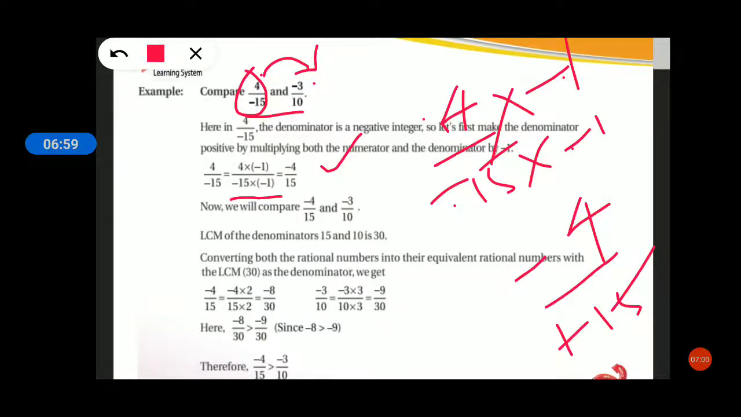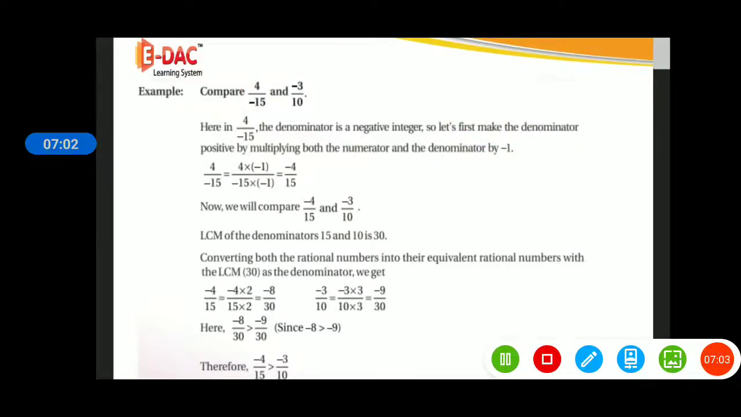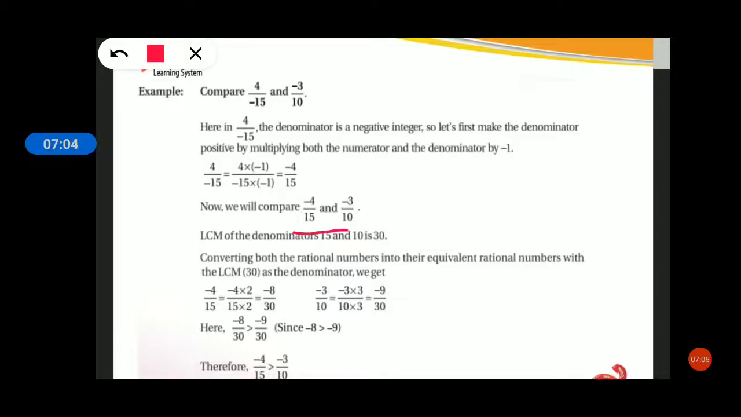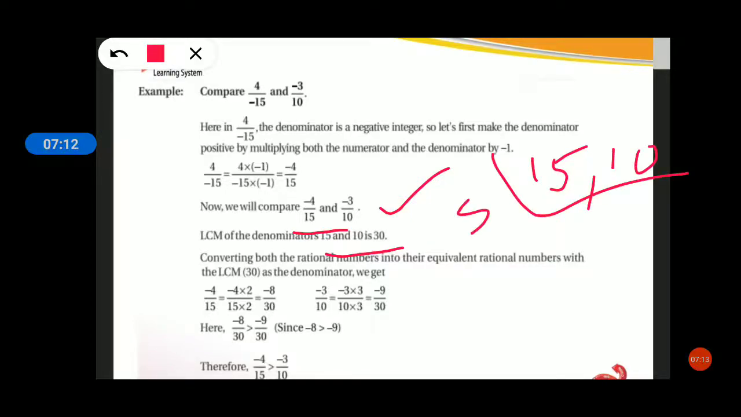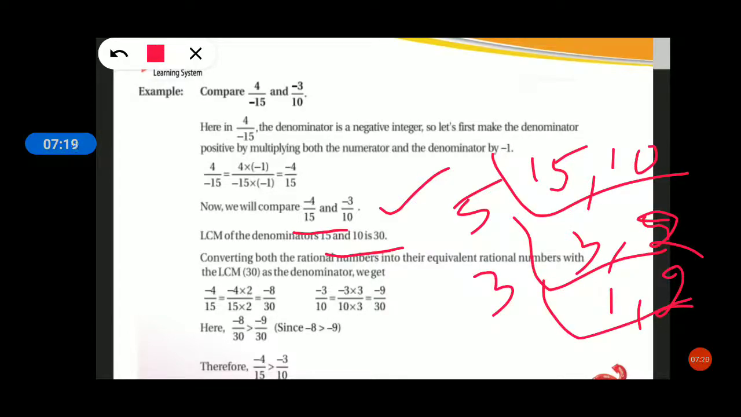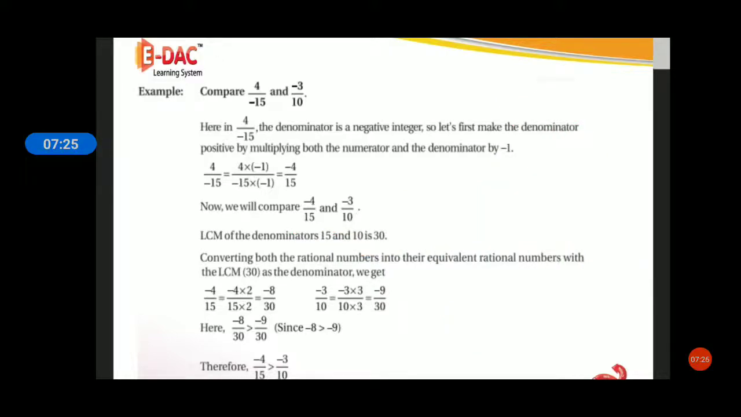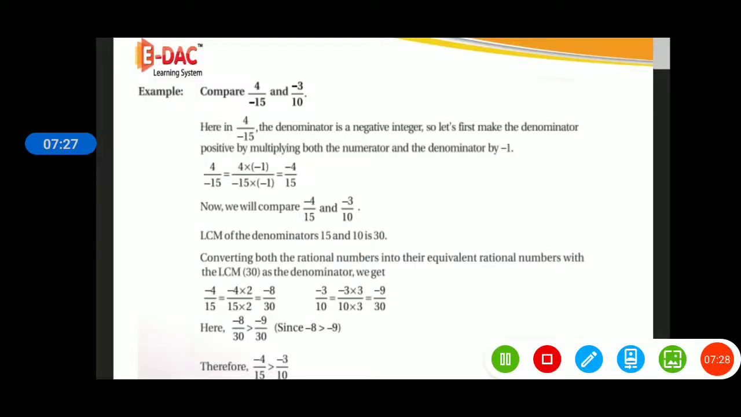Now check whether both the denominators are positive or not. Yes, it is positive. Now take the LCM. How will you take the LCM? You need to take the LCM in the 5 table. 5 3s are 15, 5 2s are 10. Again 2 table, 2, 1, 1. So 5 into 3, 15. 15 into 2, 30. So 30 is the LCM. Understood students? So 30 is the LCM.